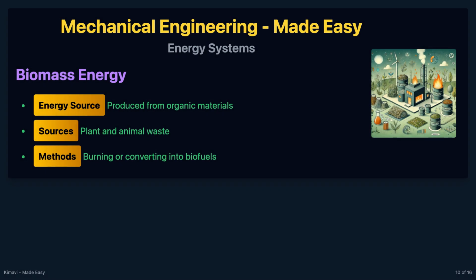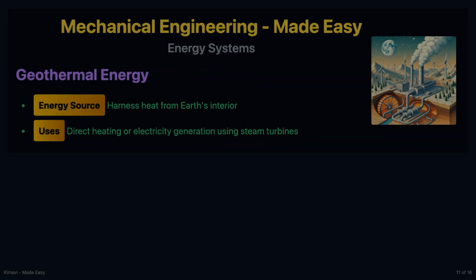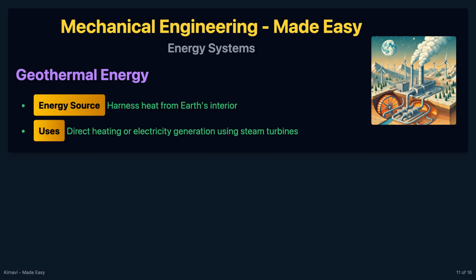Biomass energy is produced from organic materials such as plant and animal waste. These materials are either burned or converted into biofuels to generate heat or electricity. Geothermal energy harnesses heat from the Earth's interior. This heat can be used directly for heating or to generate electricity using steam turbines.